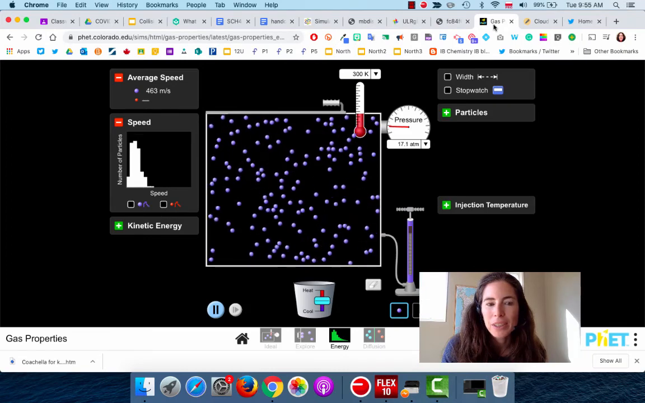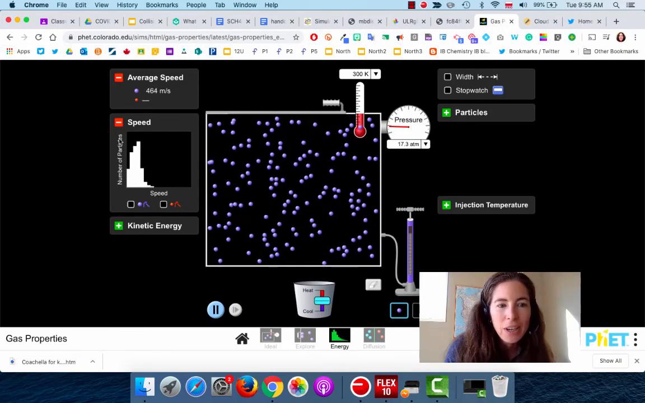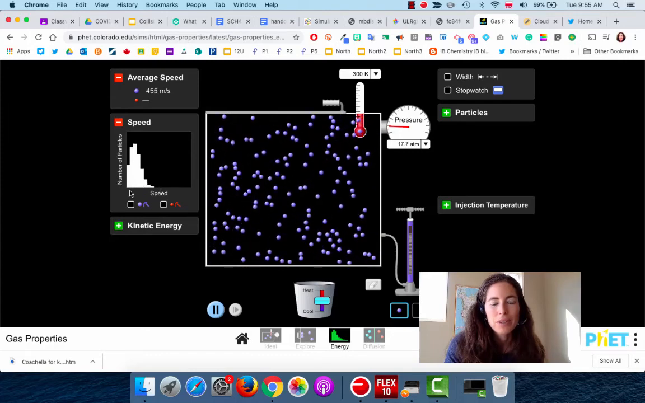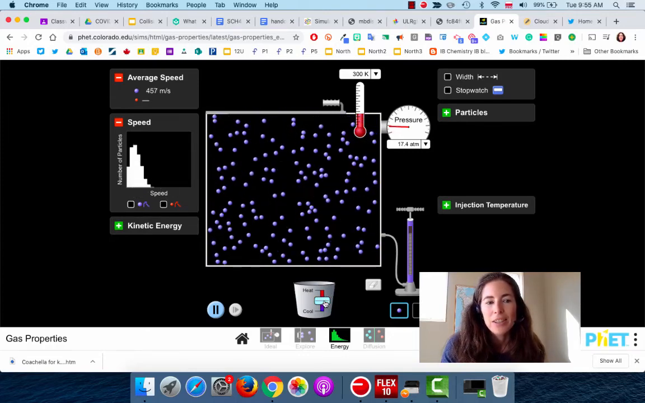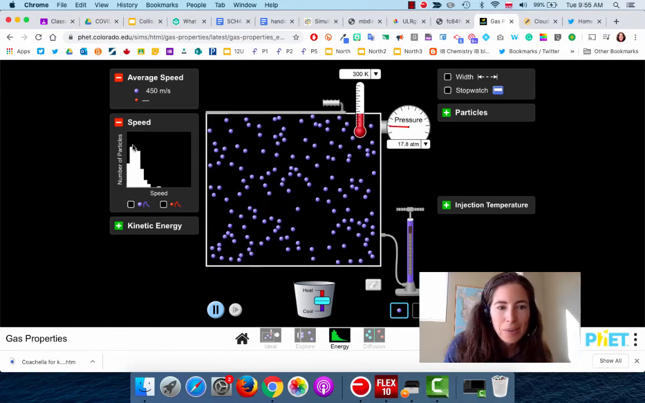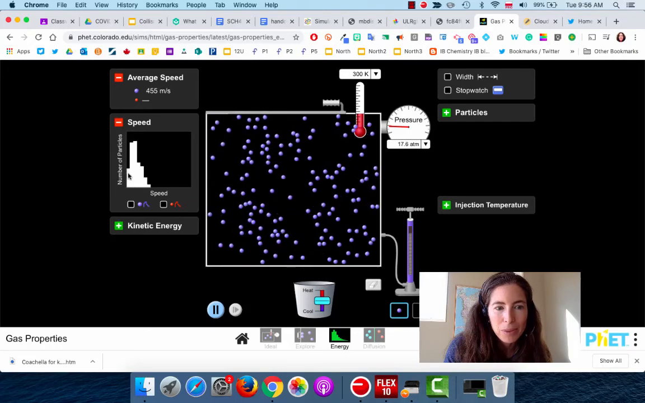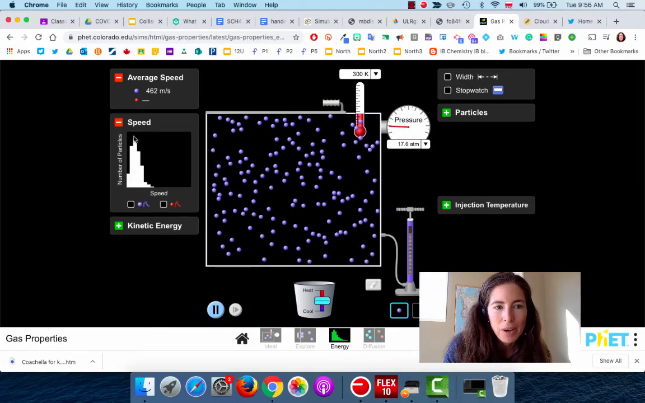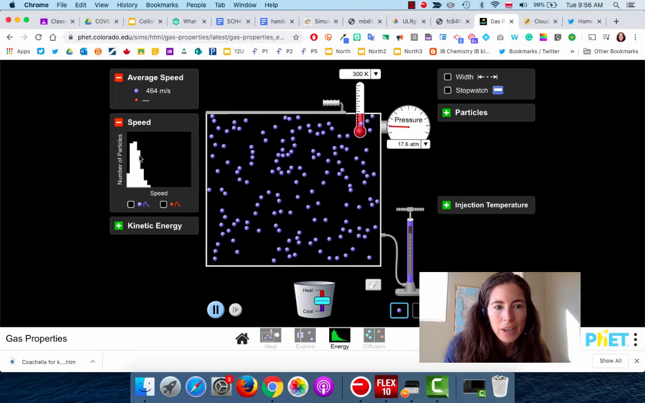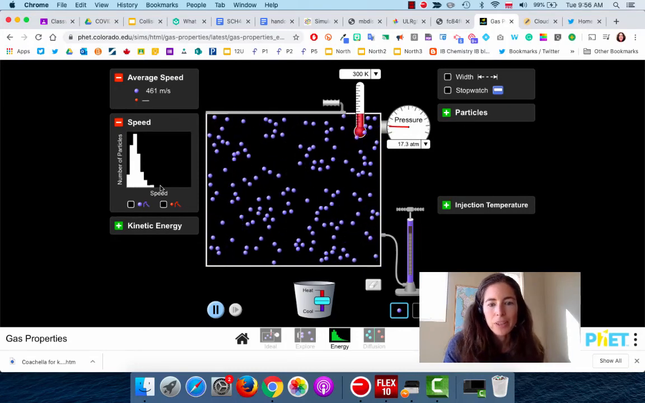So if we just take a look at this simulation for a minute, we've got a graph over here, which is number of particles versus the speed the particles are going at. And you can see right now it's an experimental value, but it is following that Maxwell distribution. We have some molecules going slowly. The most common speed is right around here, and then it's tailing off to the right. We have some molecules going quite quickly.